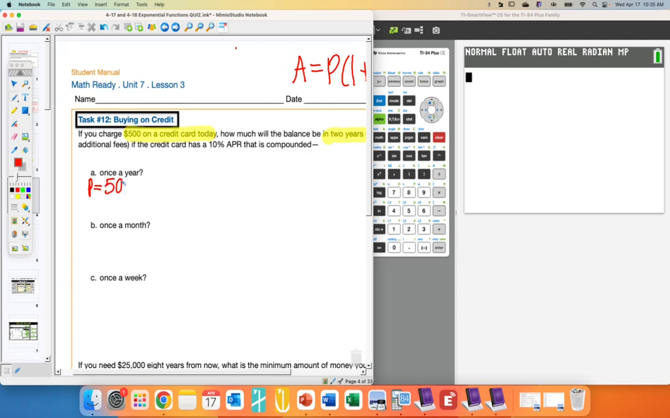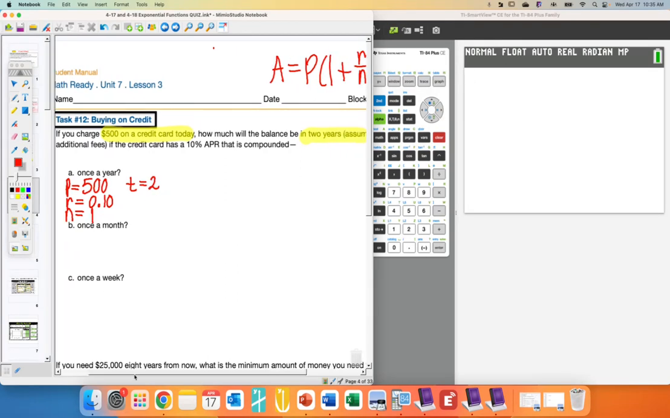P equals 500. Then it tells you that your rate is 10%. So how would I write that as a decimal? Not 0.02, and don't put an extra zero there. It's just 0.10. And now the n. The n represents how many times it's compounded. If it's compounded once a year, what's the n? 1. And the time is how many years? 2. All right, so there are the numbers.